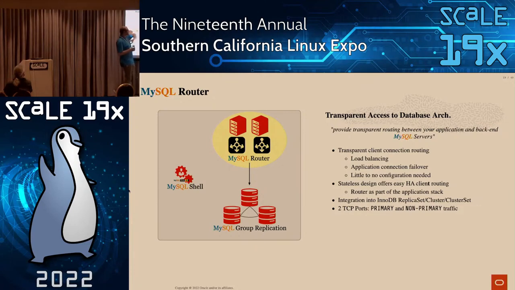And at this moment, the router is a layer 4 load balancer, so it does not do transparent read-write splitting. There is a port for reads, and there's a port for writes. So be aware of that. And router will know, reads, I need to use the secondaries. Writes, I need to go to the primary. So that's based on port.